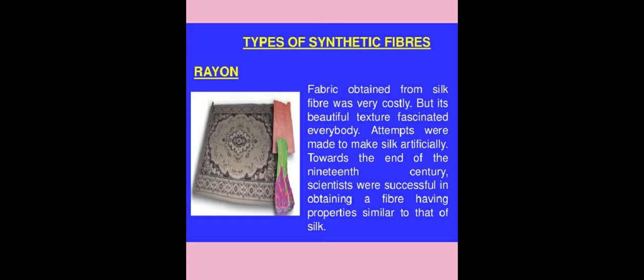The characteristics of rayon are, it has a very beautiful texture. At the same time, it is cheaper than silk, and woven like silk fibers. It is also known as artificial silk.